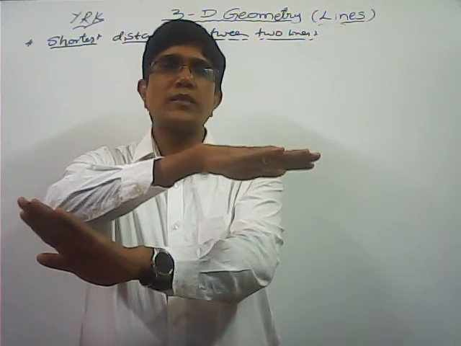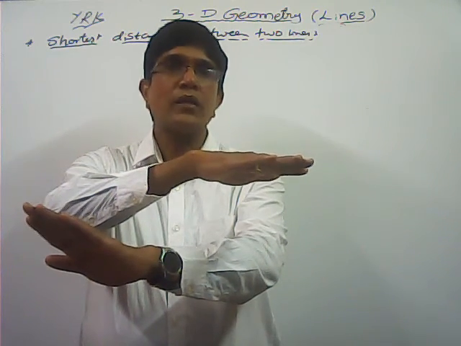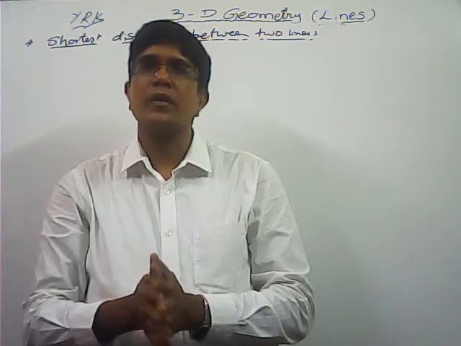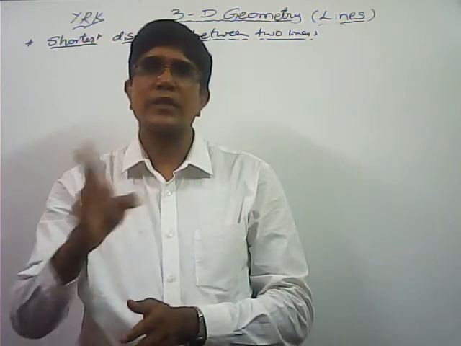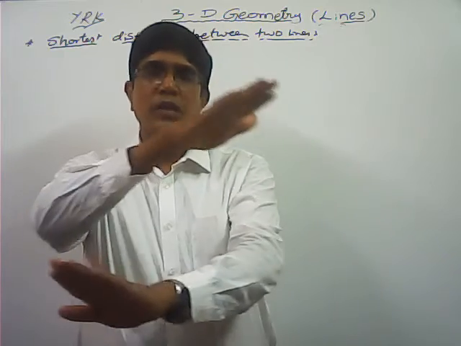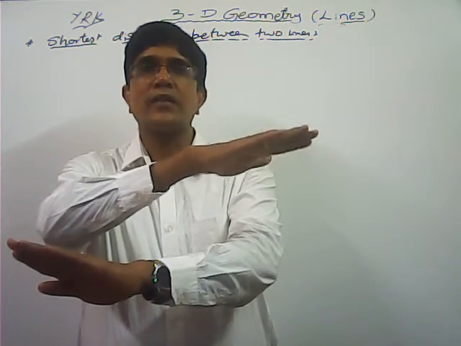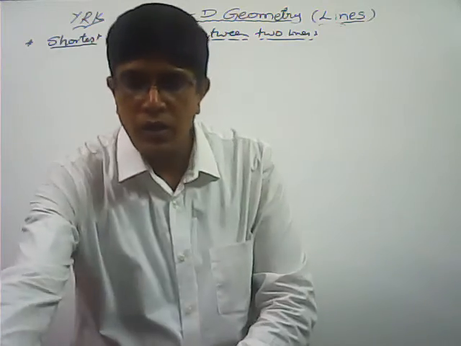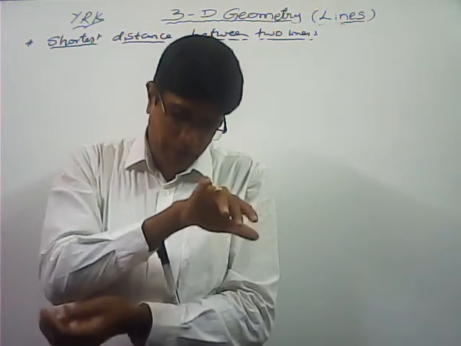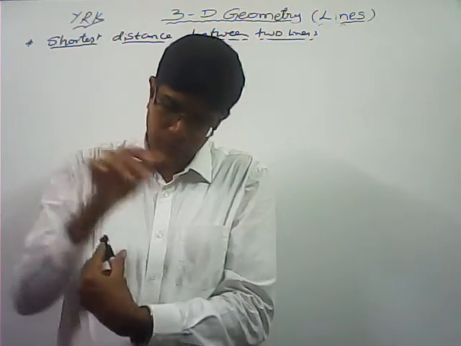If two lines are neither parallel nor intersecting, they are said to be skew lines. But in two-dimensional geometry, they are either parallel or intersecting only. Either this one or that one should be satisfied. But here, these are lines that neither are parallel nor intersect. These lines we say are skew lines.